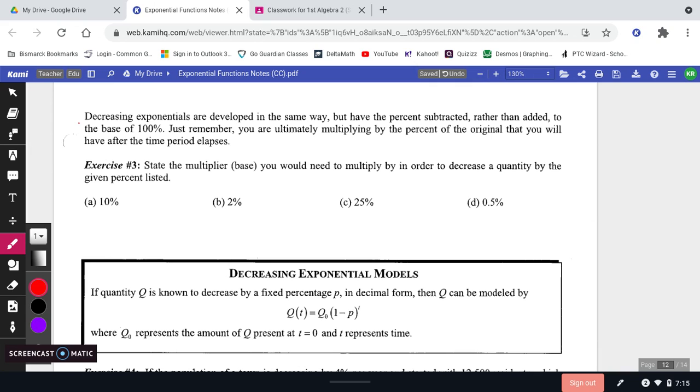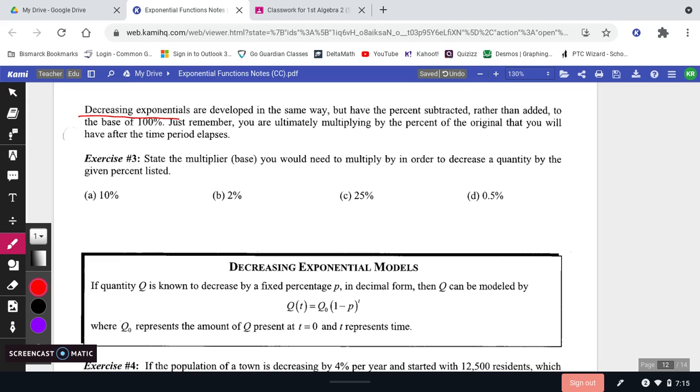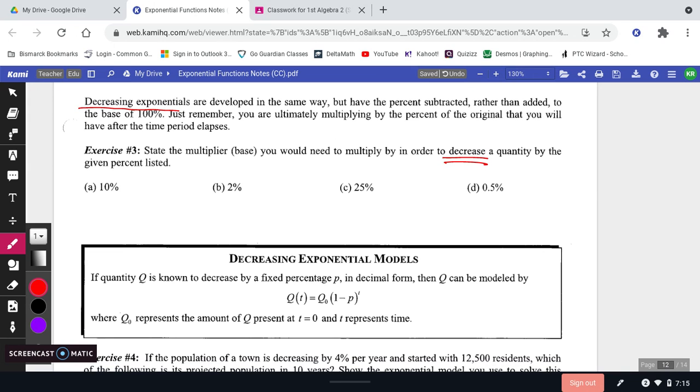Okay, now besides increasing, like we were doing with a savings account, you can also decrease. So instead of adding that 5%, if we're losing 5%, we would subtract it. Okay, so here we're just going to practice rewriting what the growth factor would be in the cases that you are decreasing a quantity.